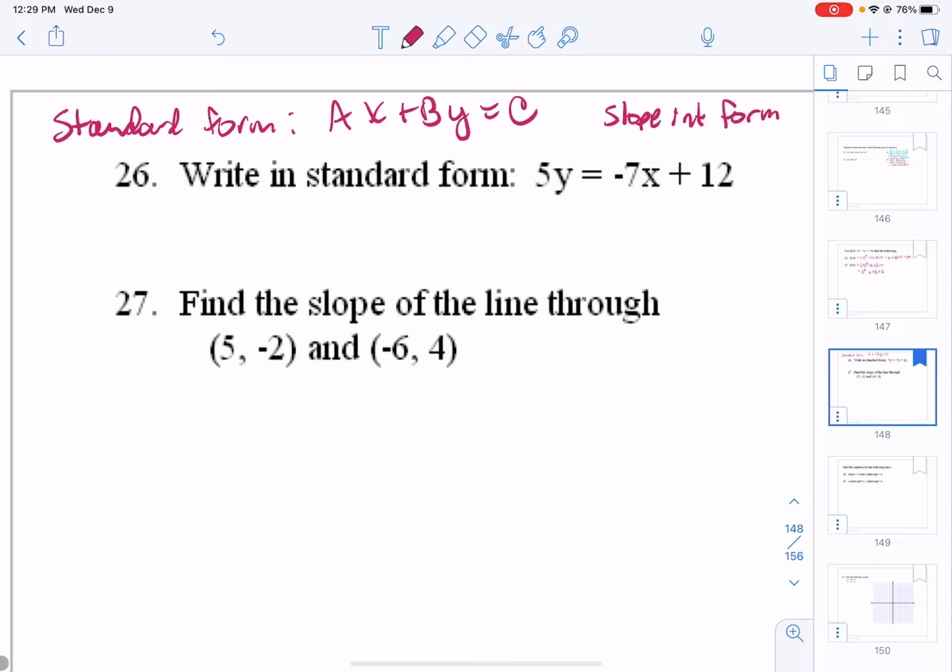let me give you that just in case. That's going to be y equals mx plus b. So this one, for 26, is almost in slope-intercept form. If we divided by 5, it would be good to go. But they want standard form.